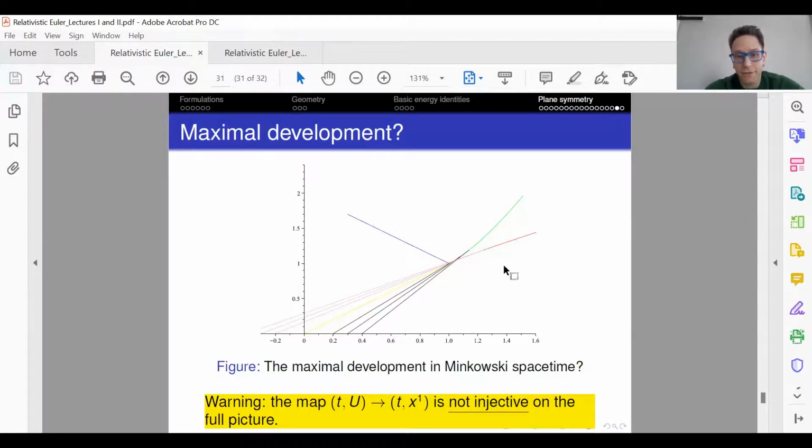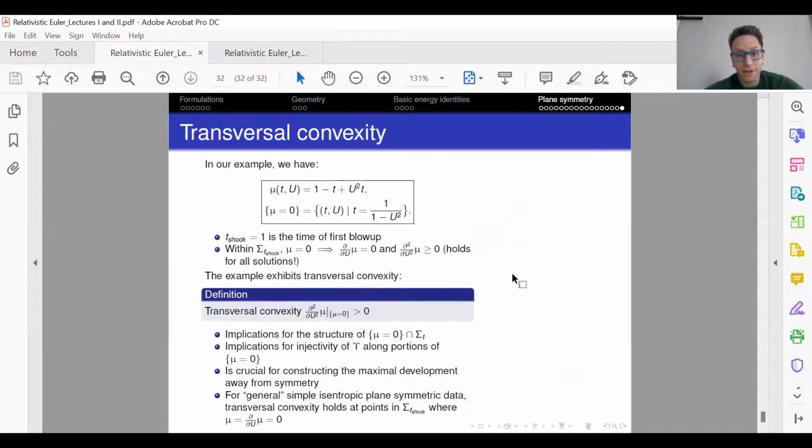Because mu was supposed to be positive, this inverse foliation density, wherever it vanishes, in other words wherever you think there might be a singularity, at the time of first blow up, if you fix that t and look within that surface, mu has to have a minimum value of 0. Minimum means that its derivatives in directions tangential to that surface, so in 1 + 1 dimensions that would be d/du only, has to be 0 because you have a minimum.